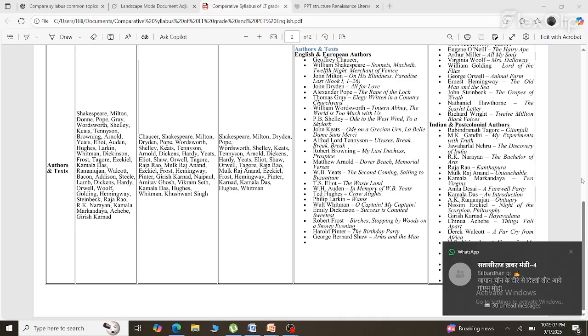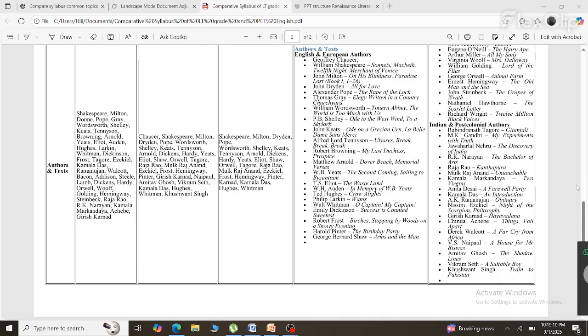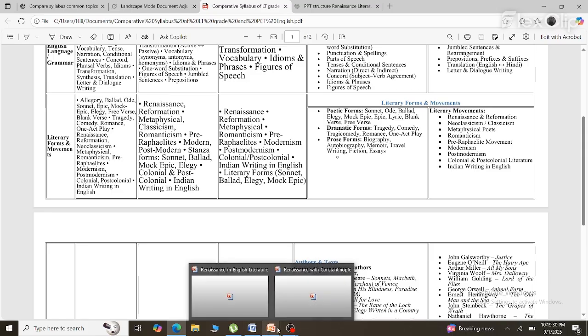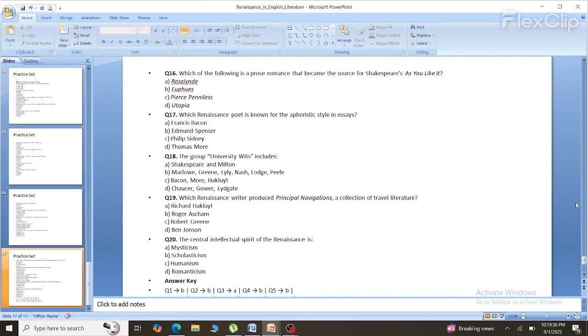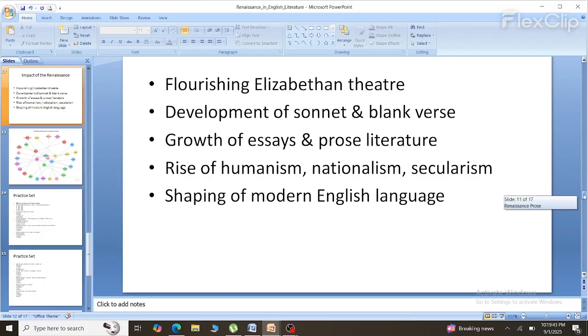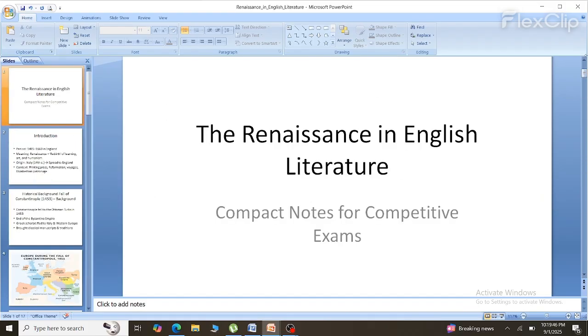So out of this syllabus, today I am going to deal with a common topic, that is Renaissance. This topic, Renaissance, is in the category of literary movements. So without any ado, let me move to the slides I have prepared, and I'm sure this is going to be quite helpful for all the aspirants preparing for both LT grade and lecturer grade. So here it is.